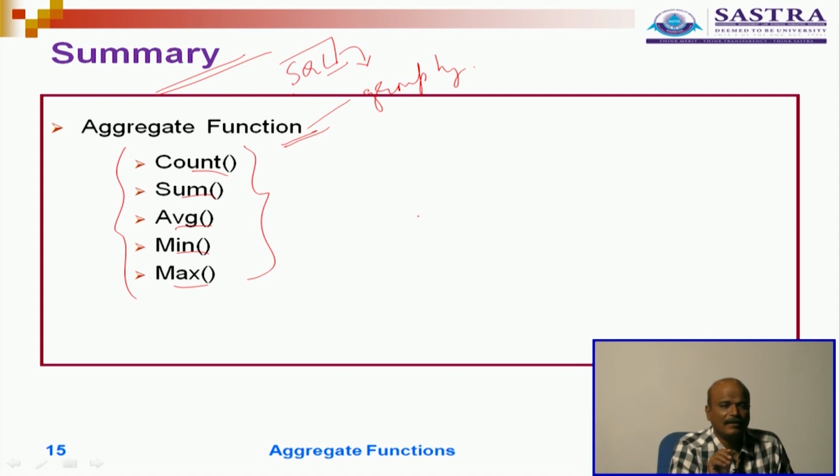To count the total number of records in a given table, you can use the function called count. In a table, you are going to have some columns. In a single column, if you want to find the sum of all the values of a given column, the average of values pertaining to a particular column, the minimum value in that column and the maximum value in that column, you can use the functions sum, AVG, min, and max.